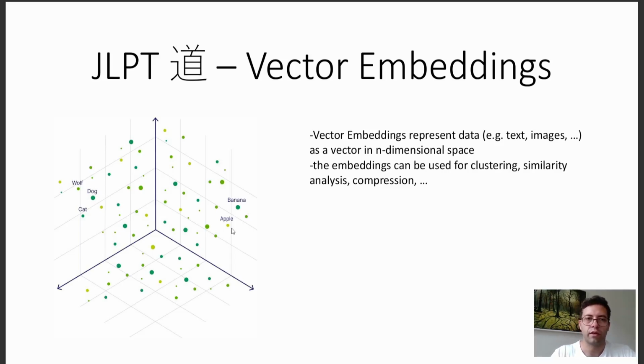And we can also see that apple and banana are quite close to each other, so they are closely related, and these three words, wolf, dog and cat, are close to each other, so they are related. There's other properties to explore in vector embeddings, but that's just our example here. Vectors that are close to each other tend to mean something similar. So let's look at how we can use this property in JLPTDOU.